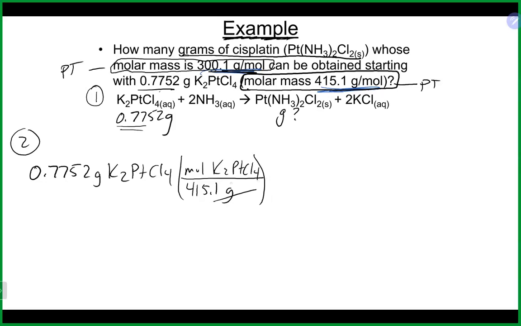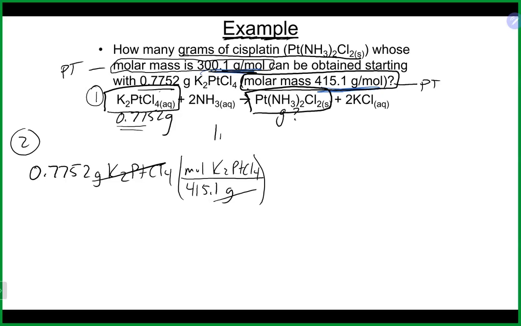At this point, if I stop, I have moles of K2PtCl4. In this case, I'm not going to get an answer. I'm just going to do it all in one calculation so you can see again how it works. At this point, I am on step number 3, which is the mole-to-mole relationship. So once again, we go to the equation, and we're interested in what they gave us, and what we're trying to find. In this case, it is a 1-to-1 relationship from the equation.